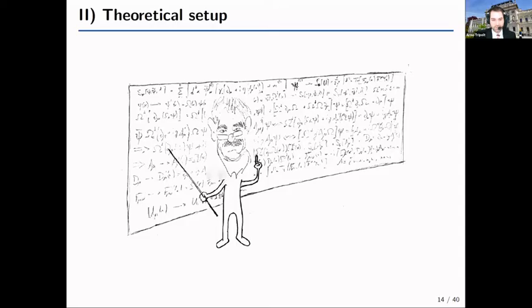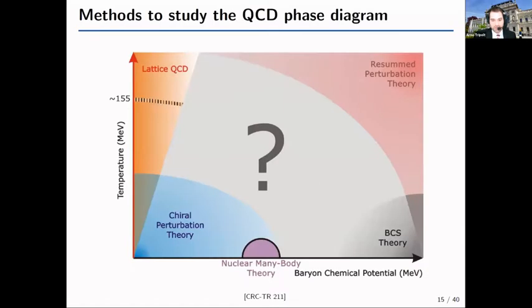And the first task here will be to find a method then that can be applied in all regimes of the phase diagram, which is already quite non-trivial. So you can see here different available methods and their range of applicability. For example, we have chiral perturbation theory, which is the low energy effective theory for QCD and which can be applied at low temperatures and small chemical potentials. Then we have lattice QCD, which is however hampered by the fermion sign problem at finite chemical potentials and can only be applied close to the temperature axis.